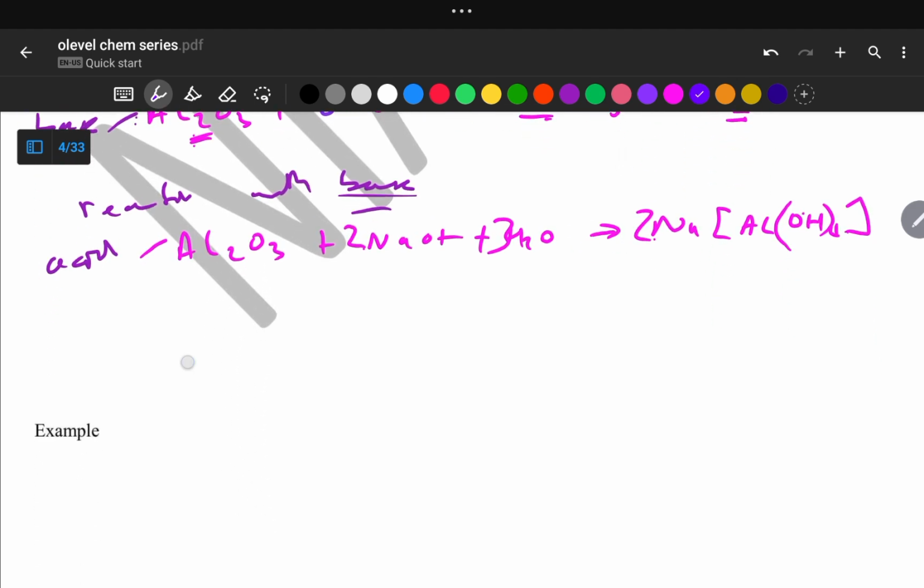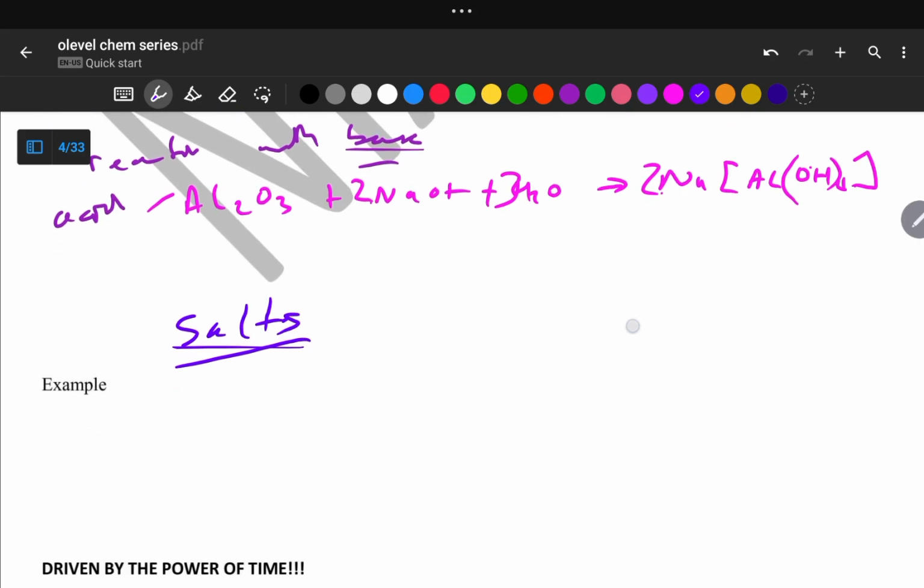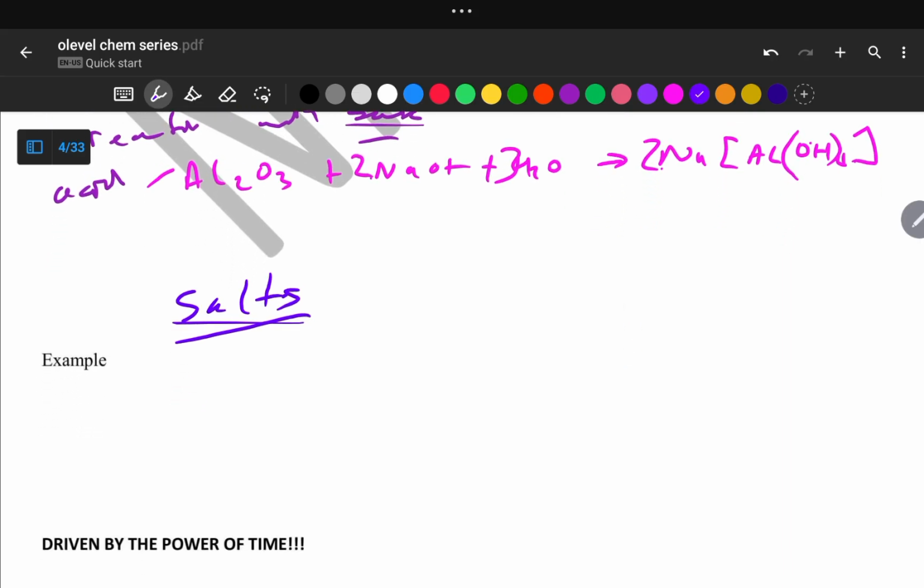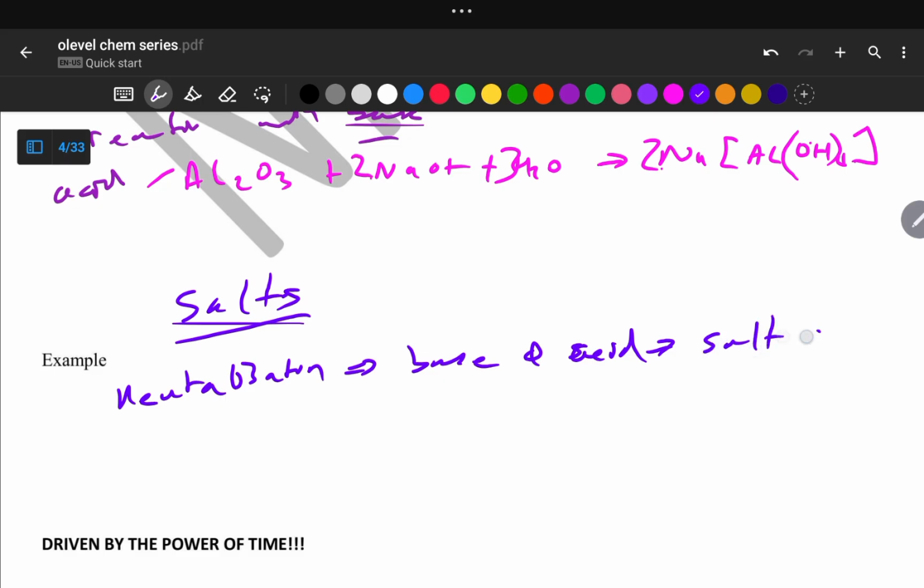And then we go on to the preparation of salts, right? So in preparation of salts, we have various methods. We have the neutralization, and we have explained the process of neutralization, right? So we said in neutralization, we are having the reaction between a base and an acid to give salt and water, right? So this is the general equation of the neutralization reaction.